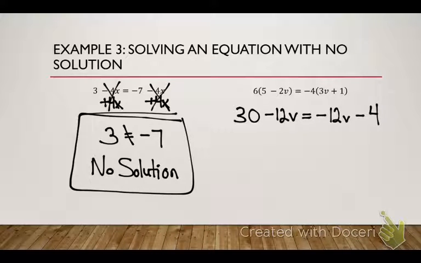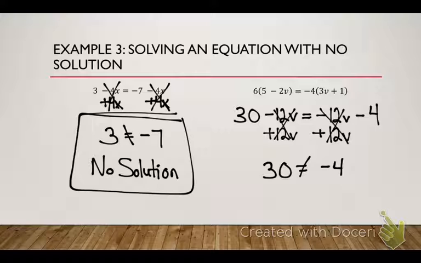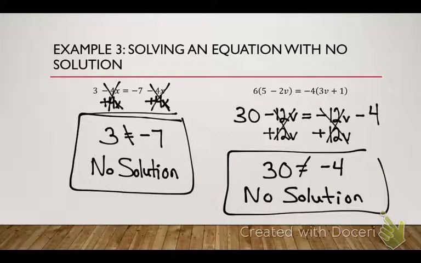Who got all of that right? Okay, great job. So now that I have it completely distributed, something is pretty obvious to me. I can see that both variables are the exact same. And when I start to do my normal steps of getting my variables on the same side, what actually ends up happening is they completely cancel out. So what is left? 30 equals negative 4, and that is not true. So it's no solution.